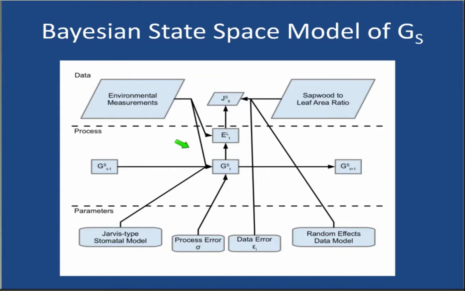And what we're interested in is the parameters of what's often termed a Jarvis-type stomatal conductance model, which is a multiplicative function describing empirical responses of stomatal conductance to different environmental drivers. This model has error both at the process level and at the level of the sap flux data itself, and includes a random effects model to account for sensor differences. Some sensors always tend to read high, some always tend to read low, and so we need to account for that when a sensor has missing data.